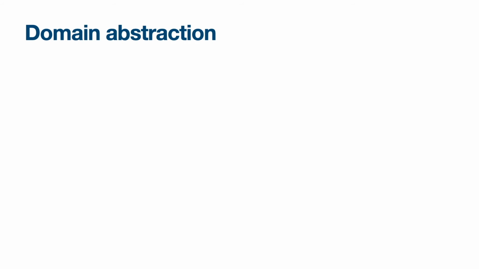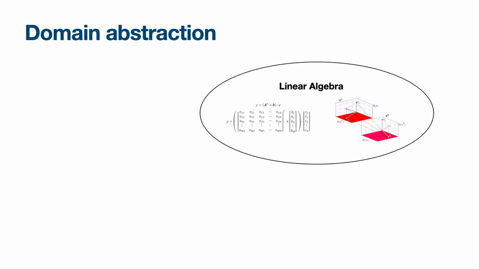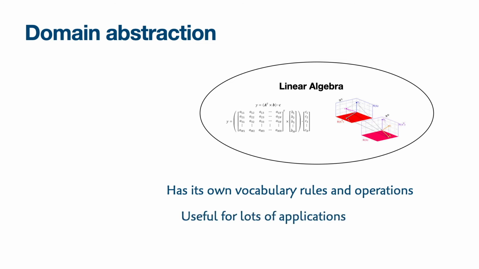The other key mental toolkit that I mentioned is called domain abstraction. A domain is just some platform-independent subject matter. To give you a sense of what I mean, consider the subject matter of linear algebra. Like any subject matter, it has its own special vocabulary and its own rules and operations. You can use it for a wide variety of applications, not by adding new vocabulary and operations, but by configuring existing elements with your own values.